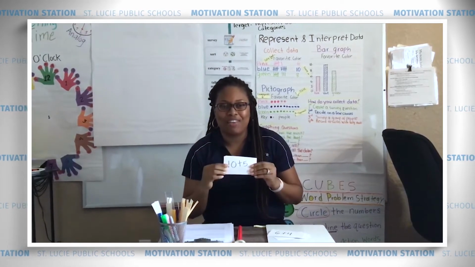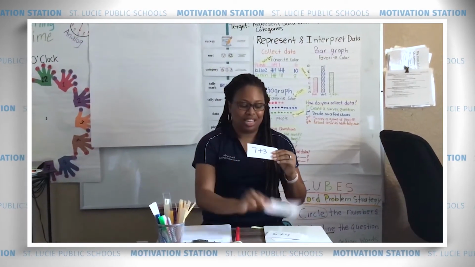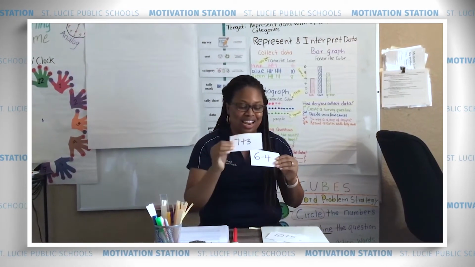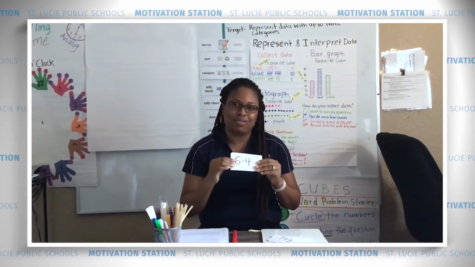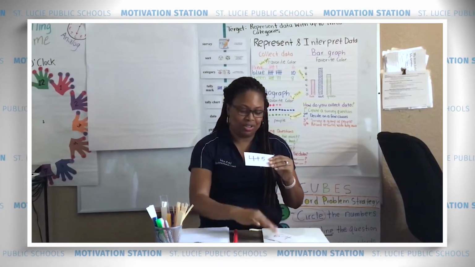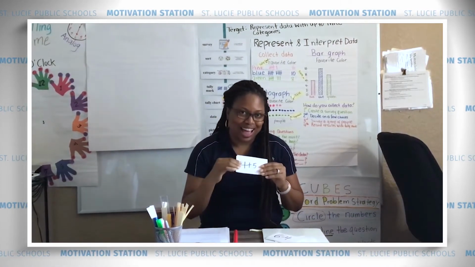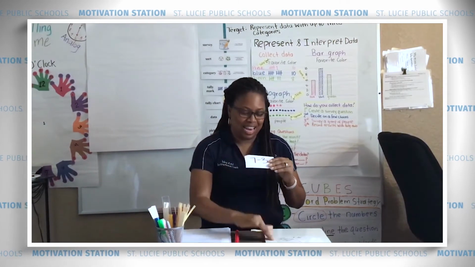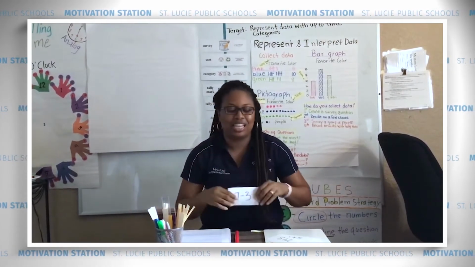What's 10 plus 5? I heard it. 15. Good job. 7 plus 3 is 10. Now you're getting quick. 6 minus 4. That would be 2. 4 plus 5. That is 9. 8 plus 2 is 10. And 7 minus 3 is 4.